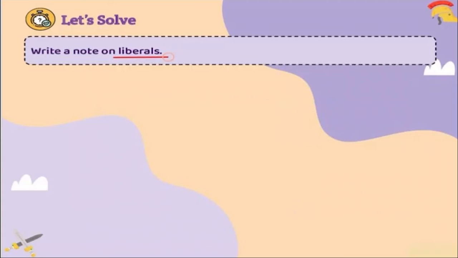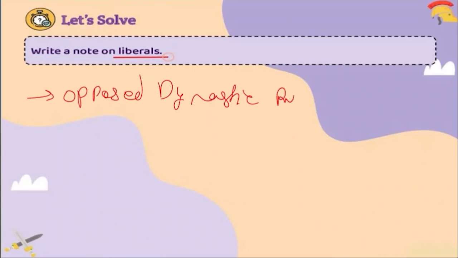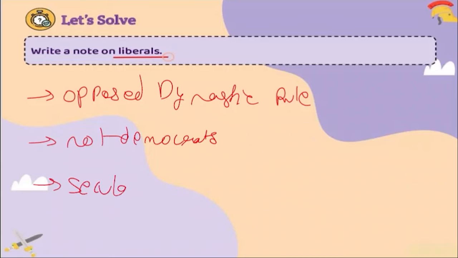Write a note on liberals. So who were the liberals? As I said, they opposed the dynastic rule of the king. Then, they were not democrats. They did not believe in universal adult franchise. They wanted a secular country where all religions are tolerated.